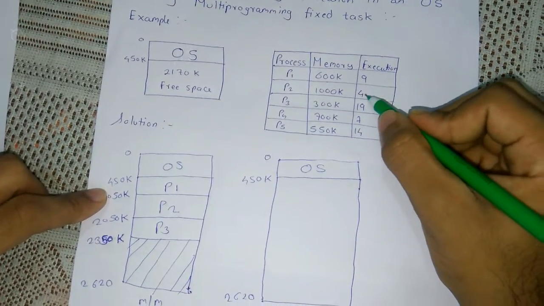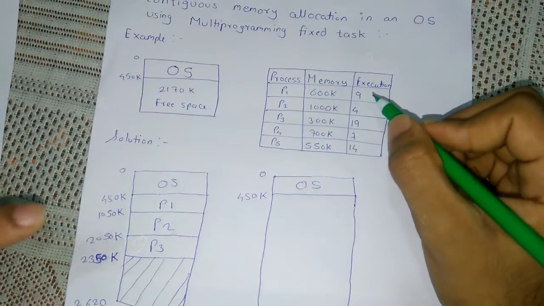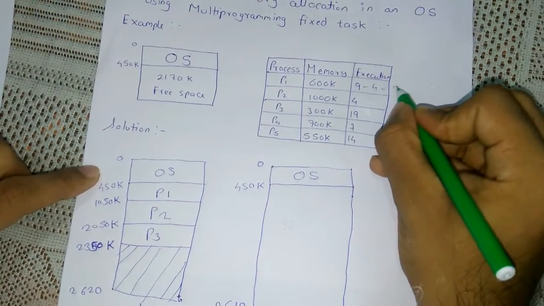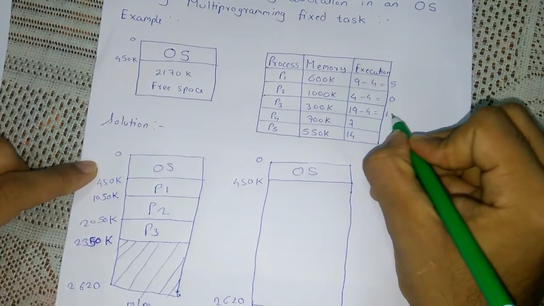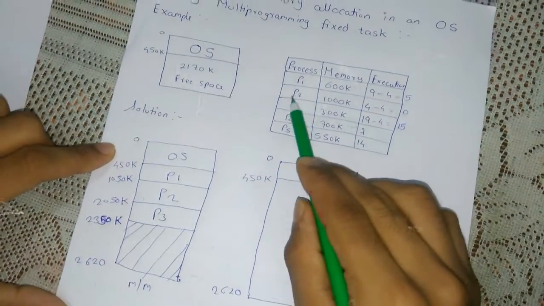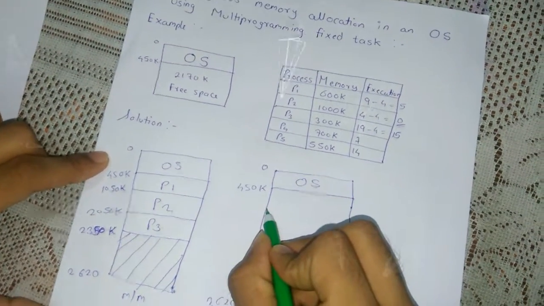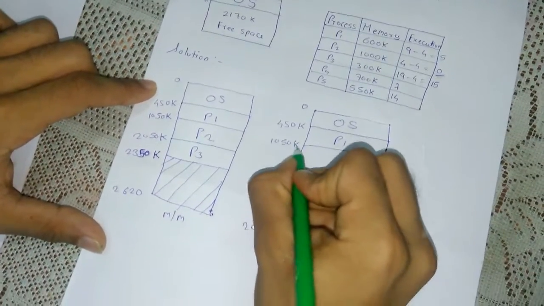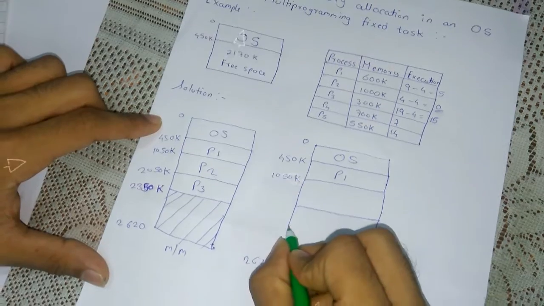Now when we swap out process P2, we have to make it 0. So we subtract 4 milliseconds from all the processes: 9 minus 4 is equal to 5, 4 minus 4 is equal to 0, and 19 minus 4 is equal to 15. Now process P2 has ended as its execution is 0. Write P1 as it is, then keep the P2 block empty, and write P3.